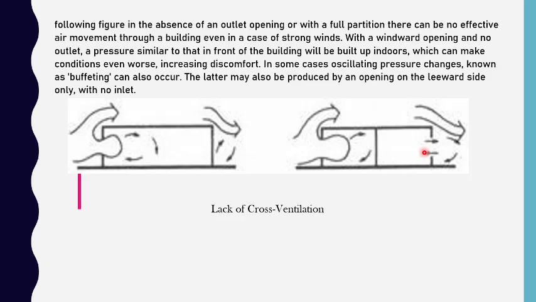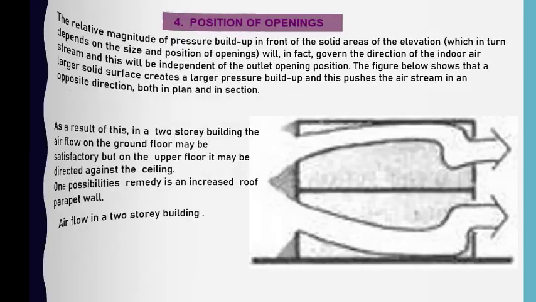at the leeward direction. In both the cases, if the velocity or pressure of the wind increases, they are still not able to provide proper ventilation because of the distance and the single opening. This is known as lack of cross ventilation.